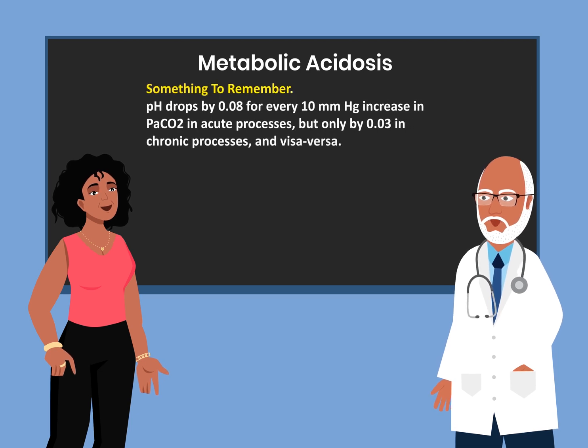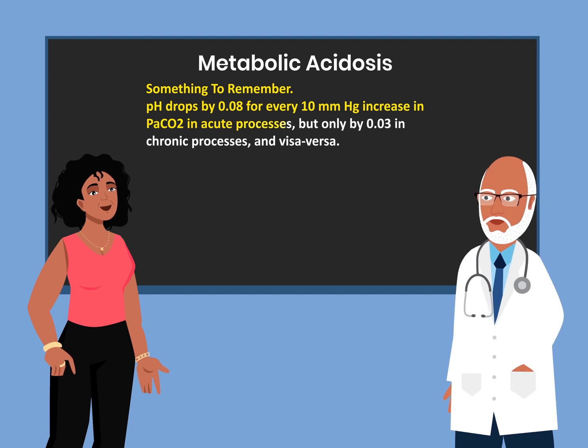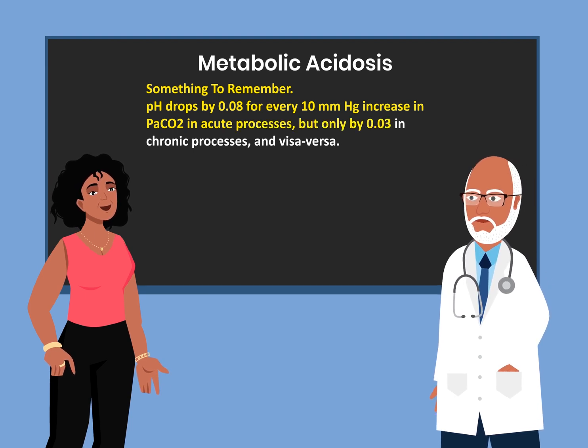Here is something to remember. pH drops by 0.08 for every 10 millimeters of mercury increase in the PCO2 in acute processes, but only by 0.03 in chronic processes.